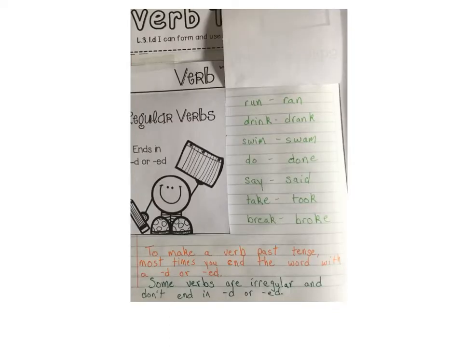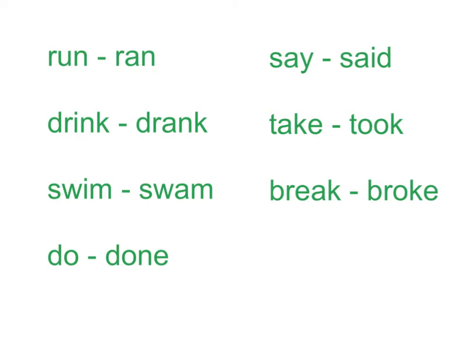Next, you are going to flip open the tab that says Irregular Verbs. Underneath this tab, you are going to write 7 different examples of irregular verbs. The first one, run, becomes ran. So I could say, I run to catch the bus. That means it's happening right now. But if I said, I ran to catch the bus, that means it happened in the past.